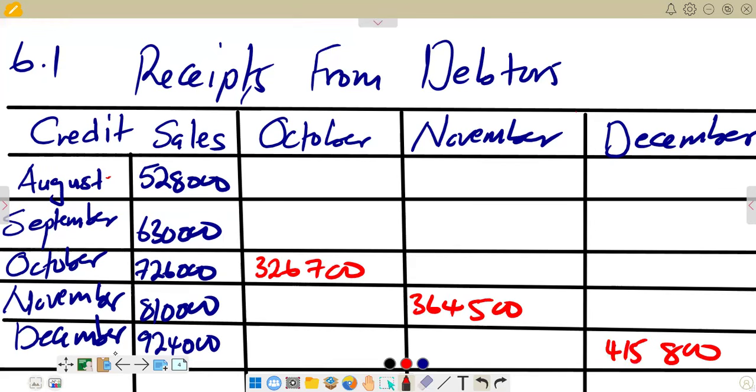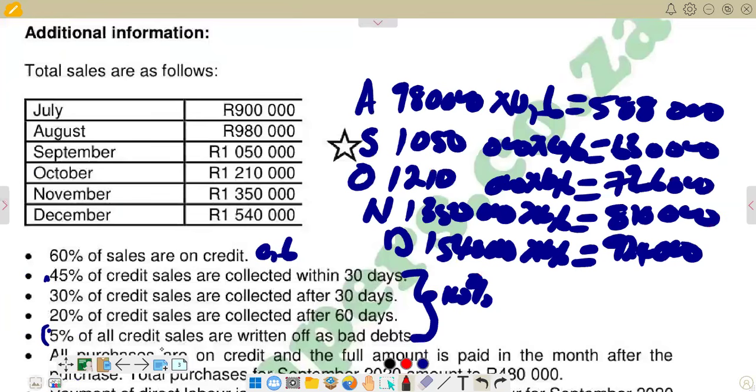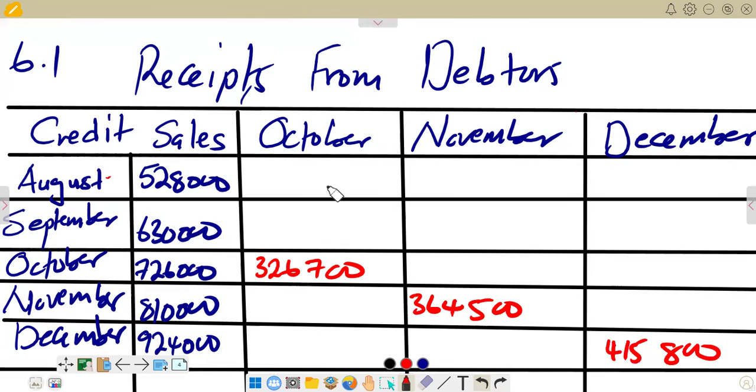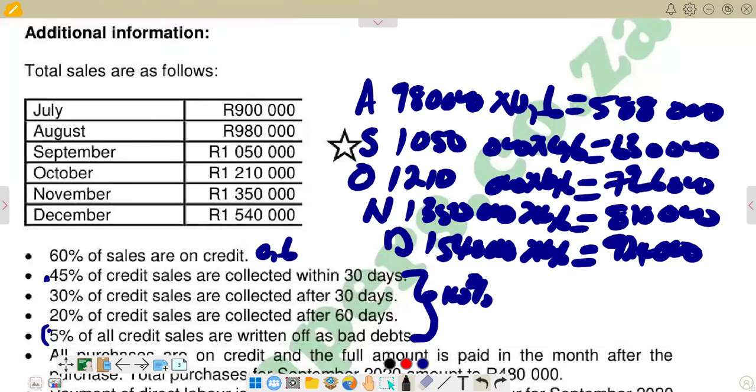Then we go to the next instruction in terms of credit sales. We are told that 30% of credit sales are collected after 30 days. It means credit sales of this month that are going to be collected the next month are 30%. Remember, we are concerned about this period, October to December. So the credit sales for September will be received in October. The percentage there is 30%.